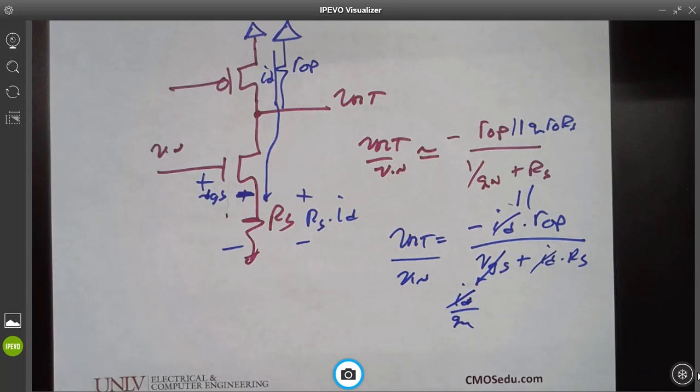We ready for a numerical example? So I'm going to do it without a resistance in the source, then we'll do one with a resistance in the source.